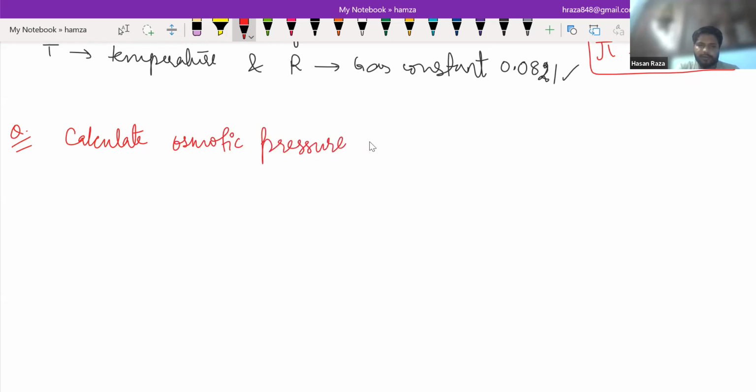Calculate the osmotic pressure due to a 5% weight by volume sugar solution. Do you know the chemical formula of sugar?